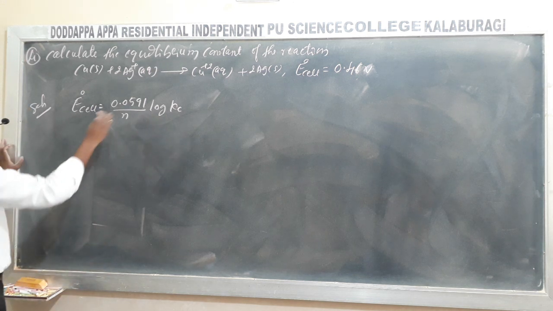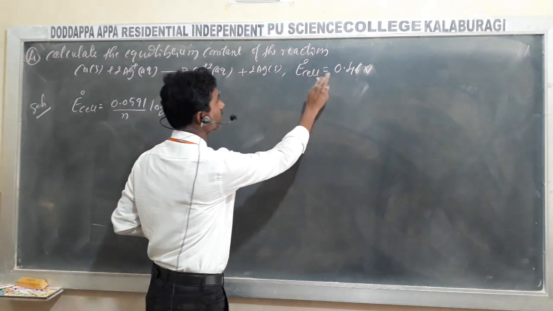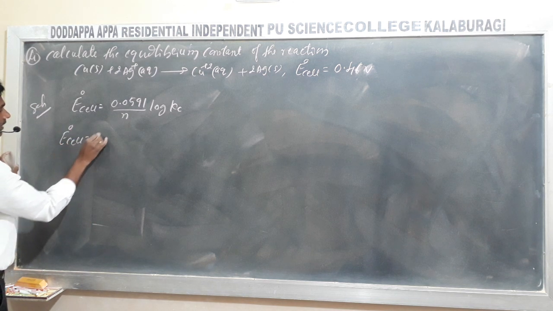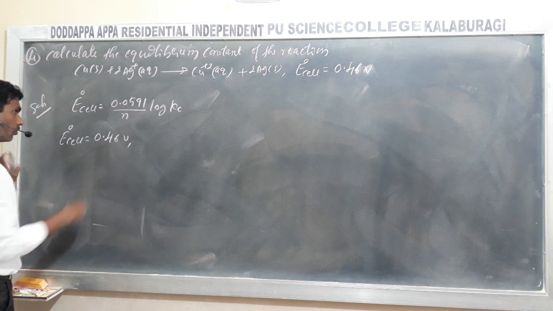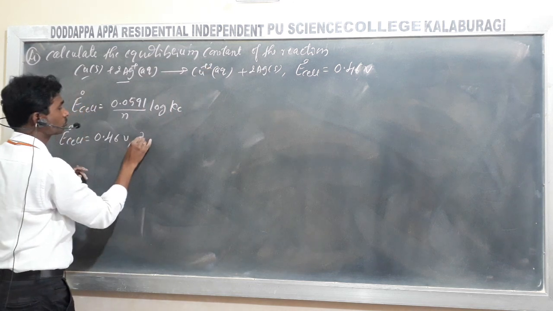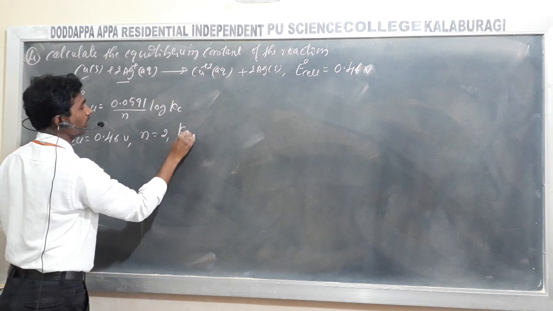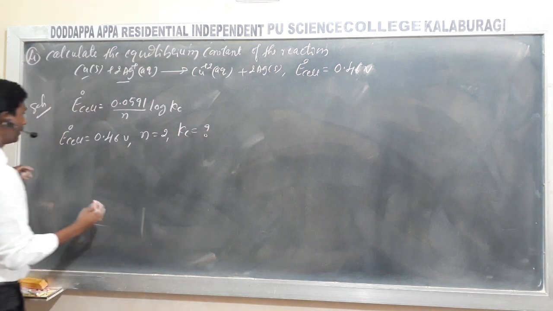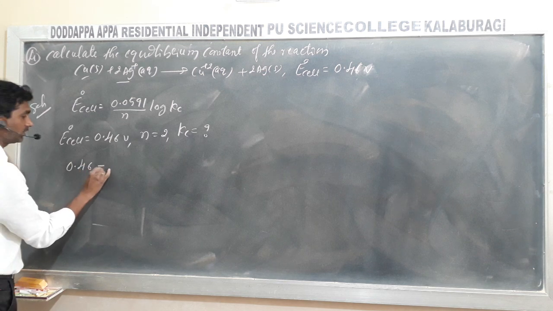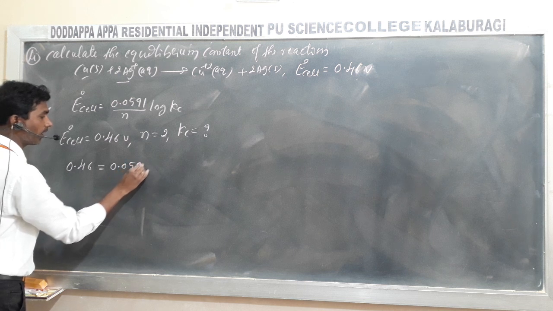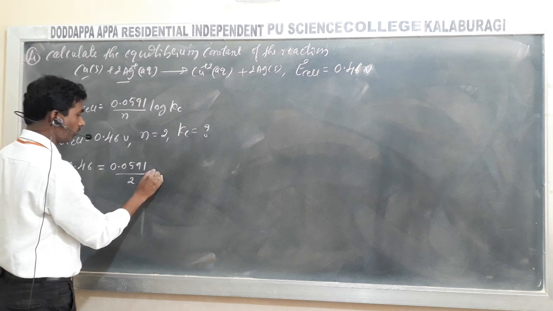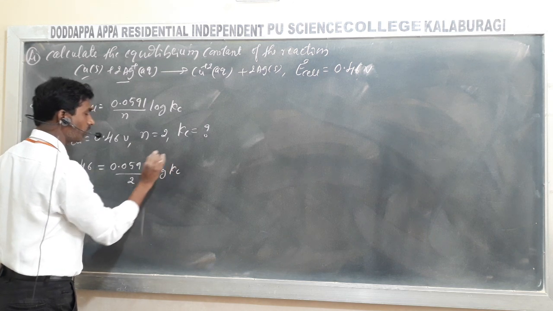Now the E naught of cell is given: 0.46 volt. What is n? How many electrons are lost or gained? 2 electrons, so n equals 2. So how to find Kc? Kc is called the equilibrium constant. E naught of cell is 0.46, which equals 0.059 divided by n, where n equals 2, times log of Kc.